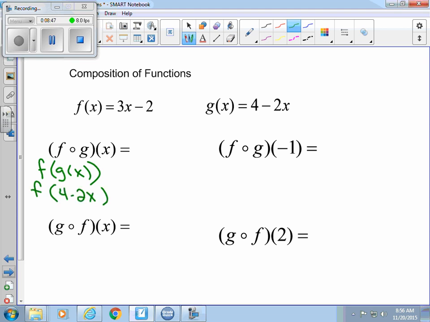And something I told you when we first learned this, time out for just a minute. How do you find f of 1? You put 1 in for x. How do you find f of a million? A million in for x. How do you find f of smiley face? Smiley face in for x. So how do you find f of 4 minus 2x? You put 4 minus 2x in where you see x in the f function. Well, f is 3x minus 2. Notice where the x was, I left a blank. And so in that blank, what am I going to put there?